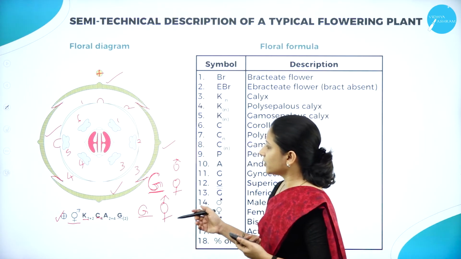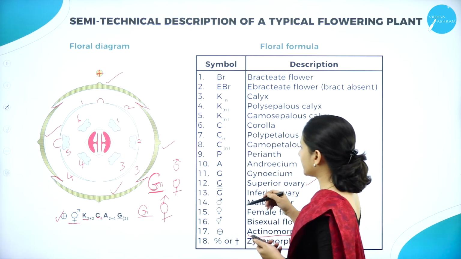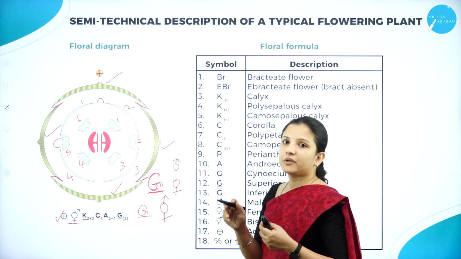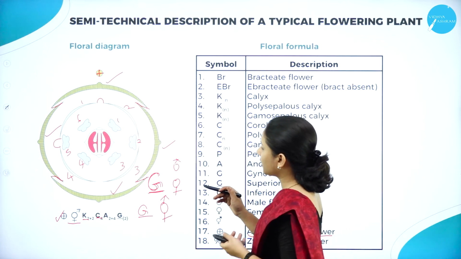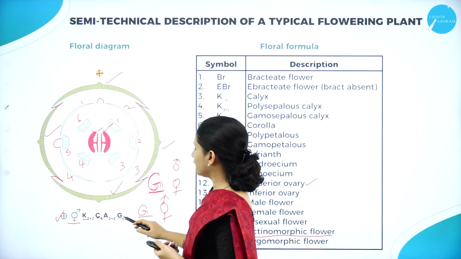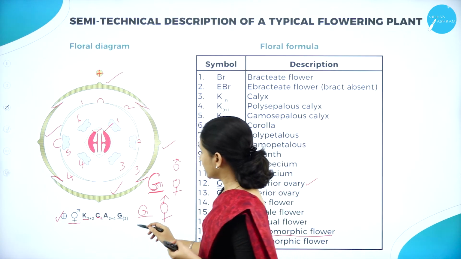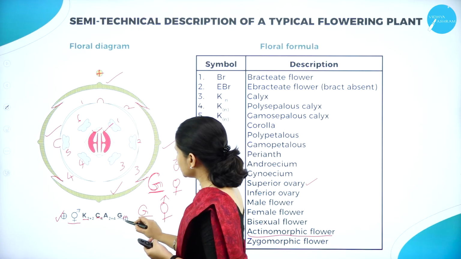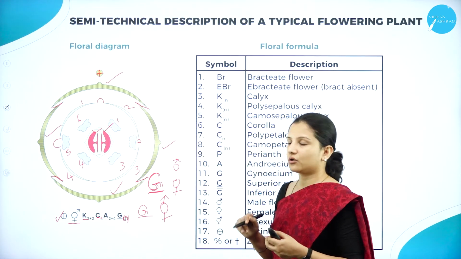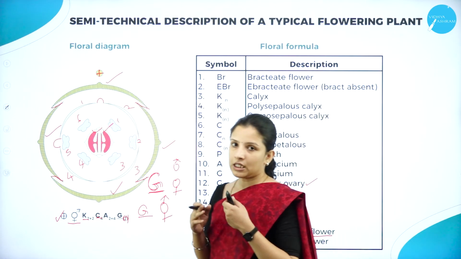So, therefore, here again it is written in a bracket and it is written 2. Whenever a bracket comes, it means they are fused. Okay. So, how many carpels are there here? Two carpels are there, so it is written 2 and it is fused. They are fused with each other. That is why a bracket is drawn. So this is about the floral diagram.